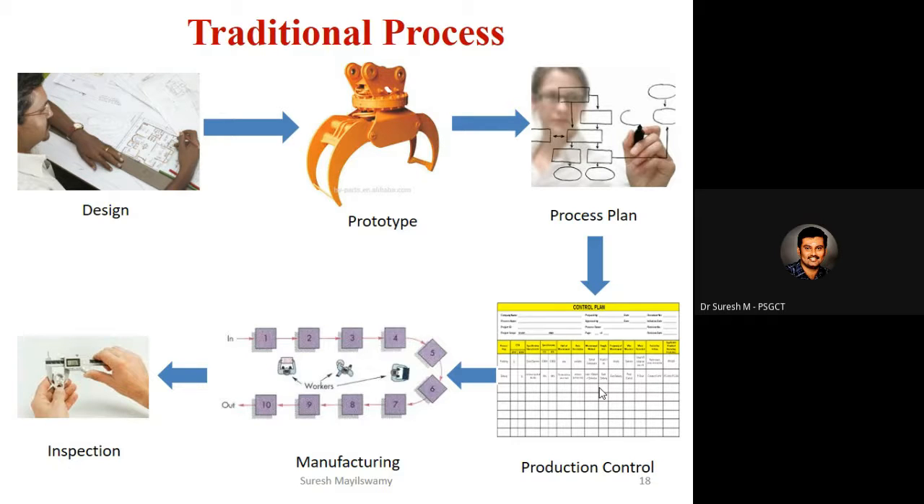Here we will see what processes are required and what the process sequence is. Everything will be planned here. That's why it is called process planning. After process planning, we will do the production control. Here, what are the facilities required to produce the product? That is discussed in the production control.